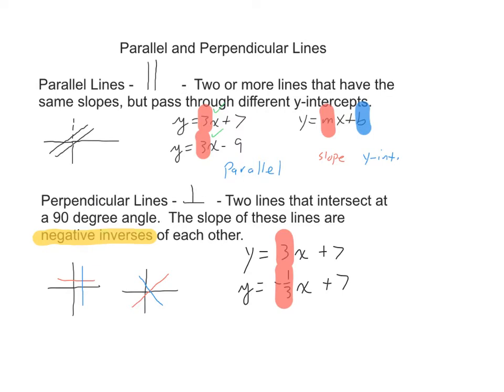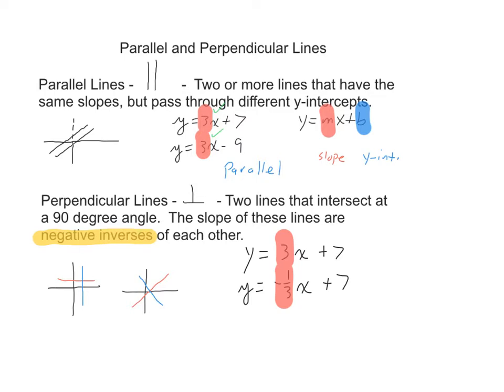Now, all we're doing is looking at our slope here, 3 and negative 1/3. So for it to be perpendicular, we have to look and see, are they negative inverses of each other? So we go from positive 3 to negative 1/3. There's a sign change there. We went from positive to negative, so there's half of it. Now we have to look and see if it's the inverse, which is where we flipped it upside down.